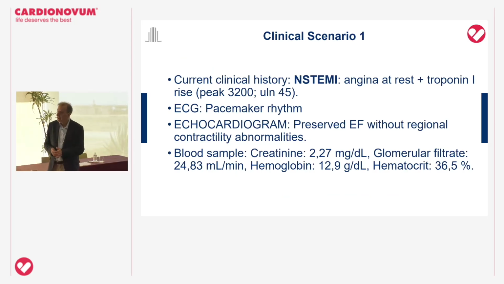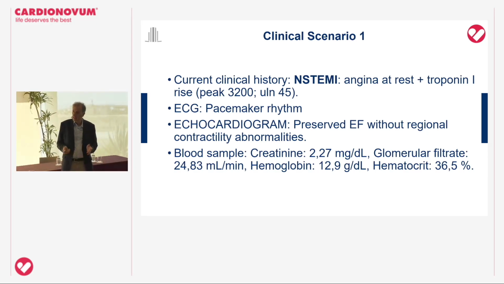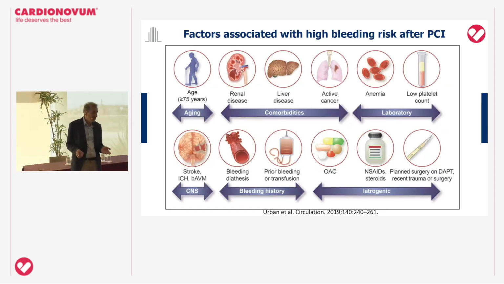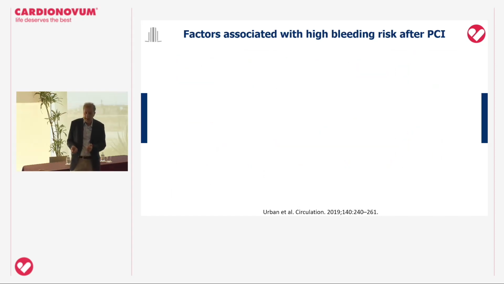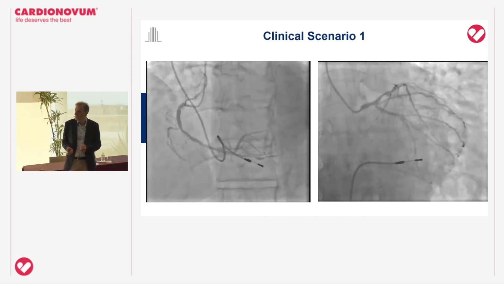And finally, the patient came to our cath lab because of a non-STEMI, angina at rest, troponin peak 3000, and pacemaker rhythm on the ECG, preserved ejection fraction, and you see the blood sample with creatinine 2.27, glomerular filtrate as mentioned 25. So this is, of course, a patient fulfilling the high bleeding risk features, as you know, this classification by ARC, and at least this patient has 2 major and 2 minor risk factors for high bleeding risk. So what to do in this patient?